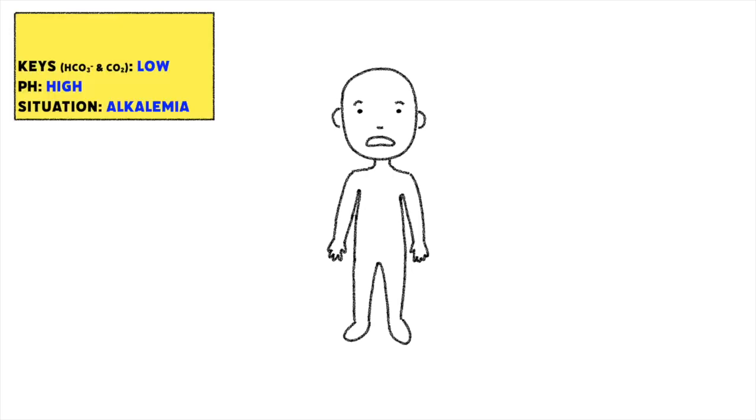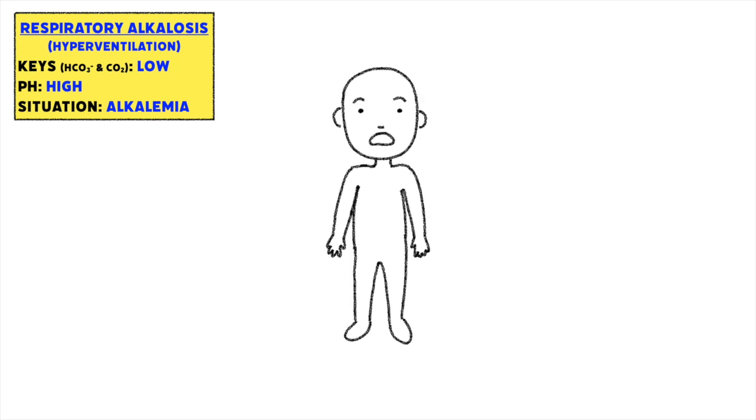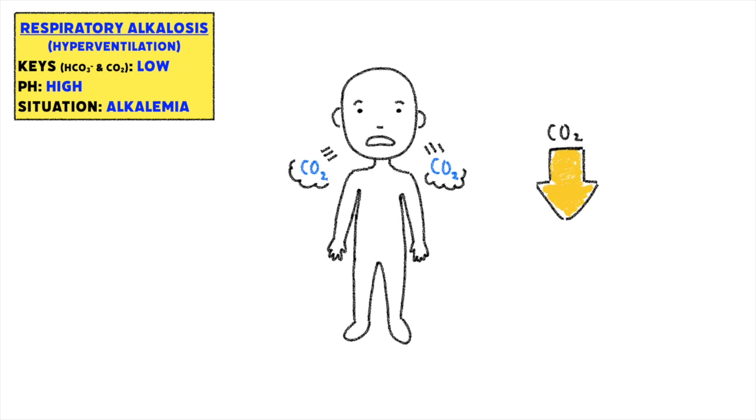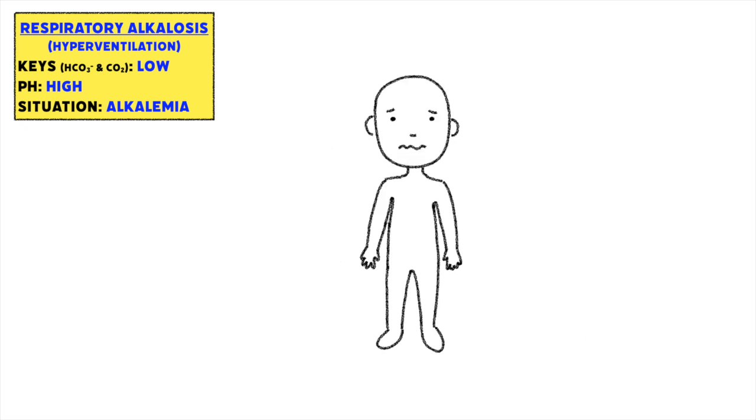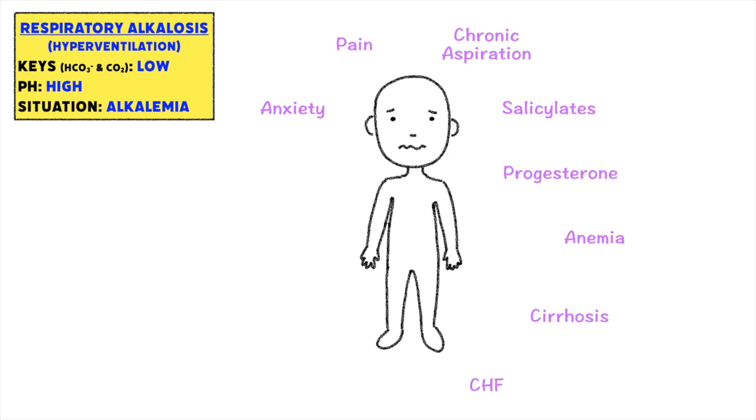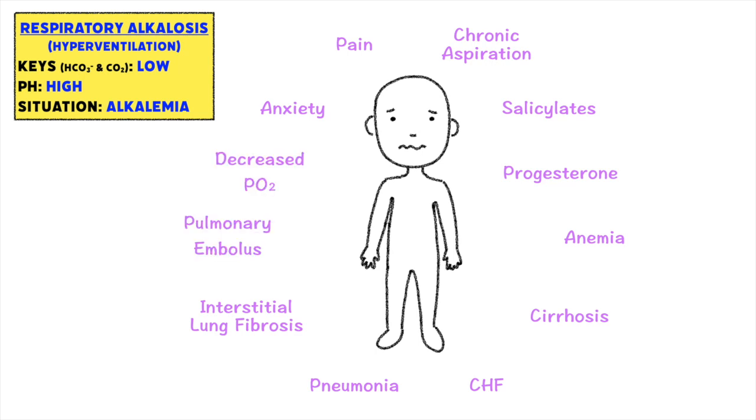If the keys are low within an alkalemic situation, the pathologic problem must be hyperventilation. Exaggerated breathing pushes down the CO2. The bicarb ends up low when compensation has come through. And what makes certain people prone to hyperventilation? Anxiety and brutal pain and chronic aspiration, salicylate, progesterone, anemia, cirrhosis, CHF, pneumonia, interstitial lung fibrosis, a pulmonary embolus, a decreased PO2. Of course, there are some more, but that's enough for this review.